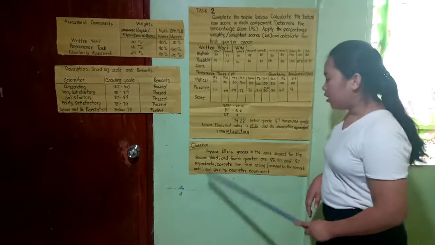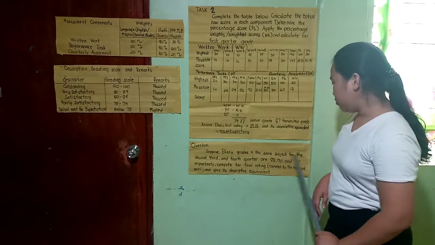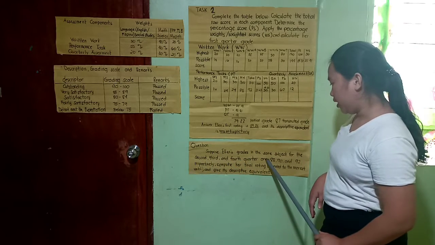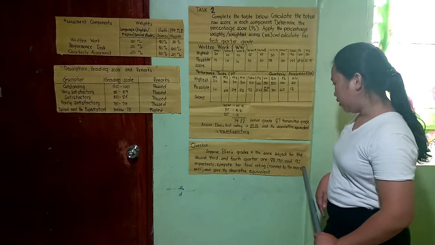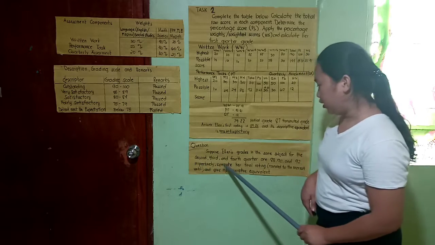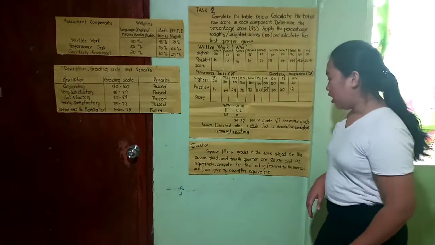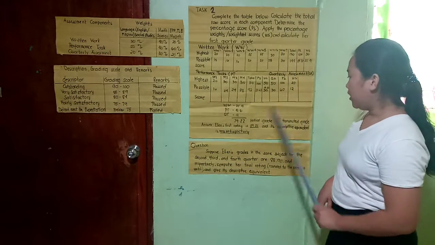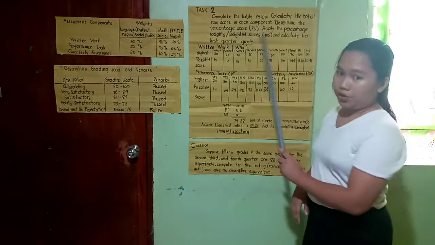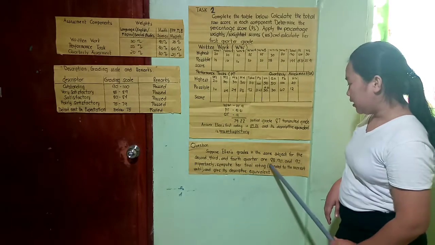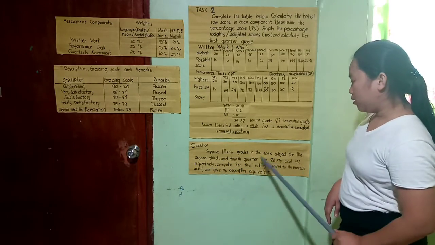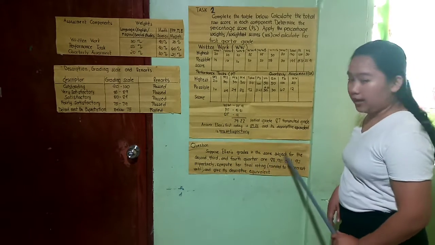The question is, suppose AIL's grades in the same subject for the second, third, and fourth quarter are 88, 90, and 92 respectively. Compute her final rating and its descriptive equivalent. So AIL got 87 in the first quarter grade. So we're going to add the second, third, and fourth quarter grades, which are 88, 90, and 92.